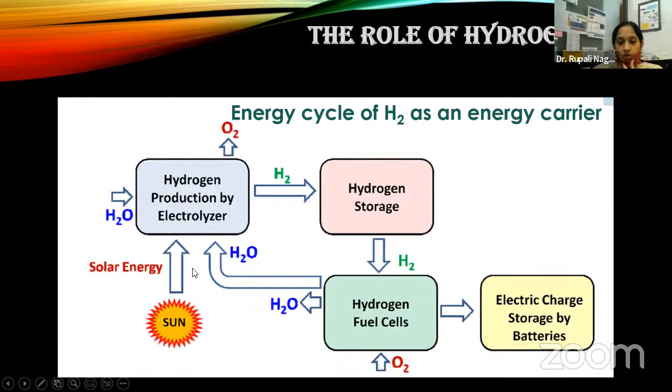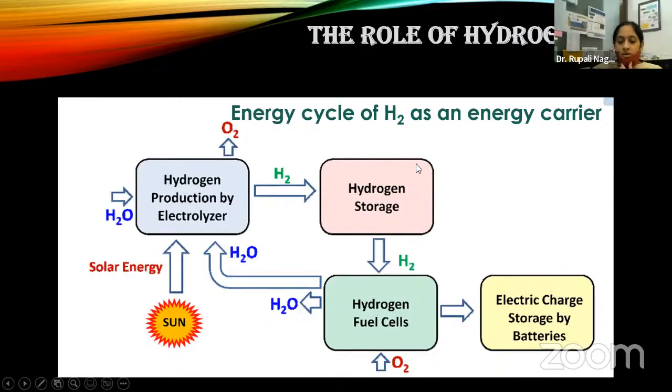So if you have water and you use the solar energy, so we are talking about renewable and the greener ways of production of hydrogen. So if hydrogen is produced, you can take it to hydrogen storage and oxygen is released in air. This oxygen can also be used in hydrogen fuel cells as an input. So these hydrogen fuel cells, whatever energy is converted, can be stored into electric charge by batteries, and water, which is a byproduct, is released.